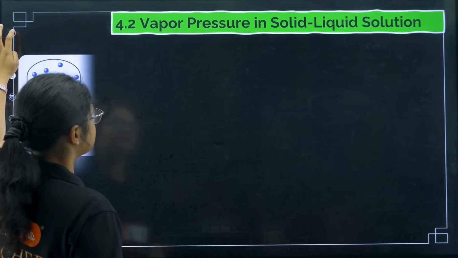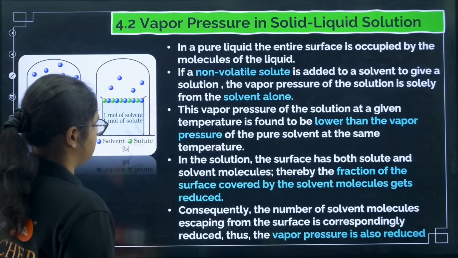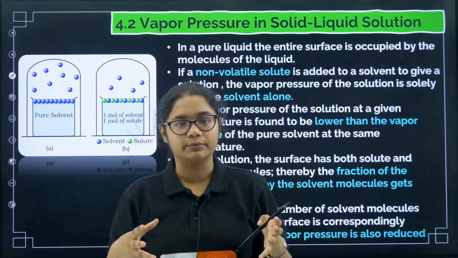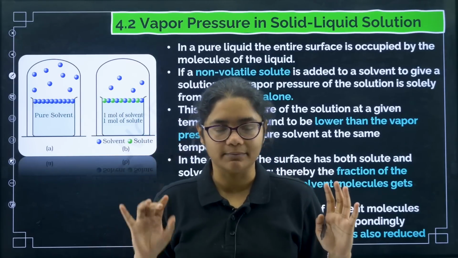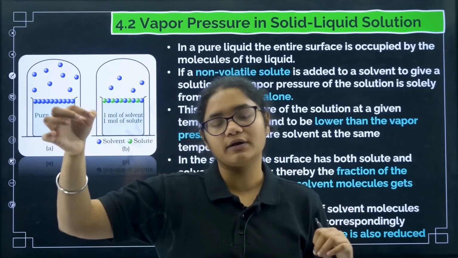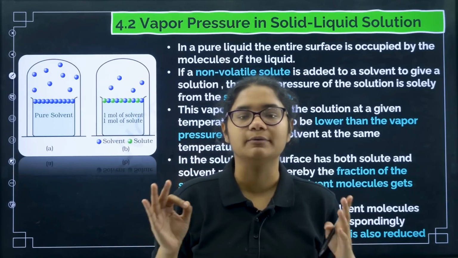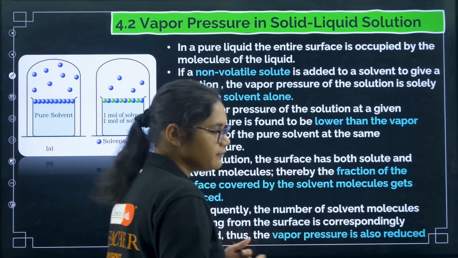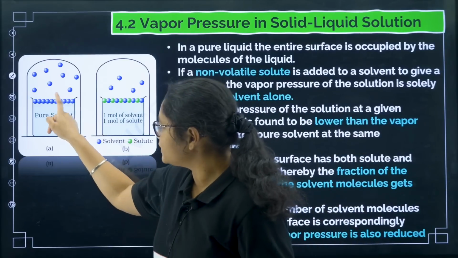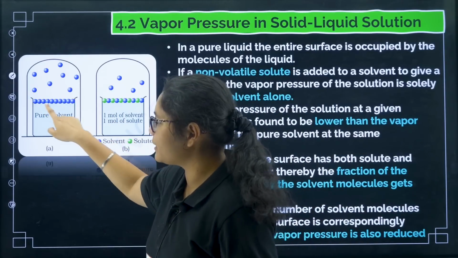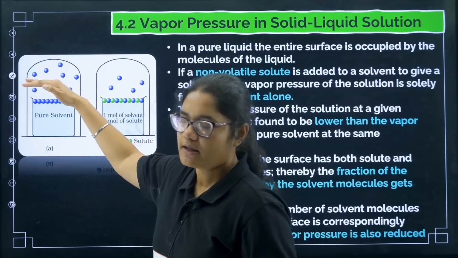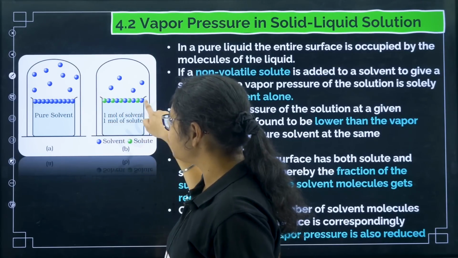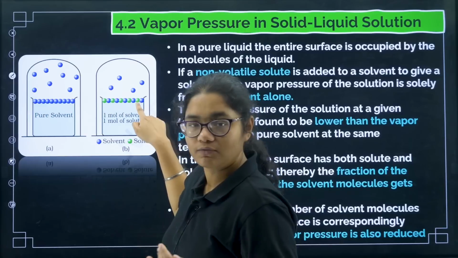Vapor pressure in a solid and liquid solution. Now see, whenever you add any solute to a liquid, the vapor pressure will decrease. Remember this line: when a non-volatile solute is added to a liquid, the vapor pressure will decrease. What is the reason for that? Very simple. When we had a pure solvent, all the top particles were occupied by the solvent and they were evaporating. Now what happens if you add a non-volatile solute? The surface particles are covered by the non-volatile solute.